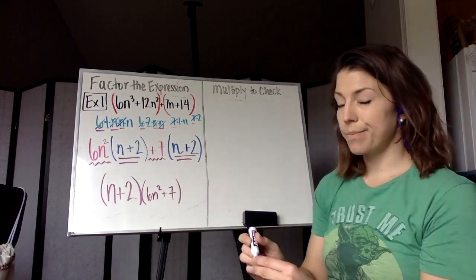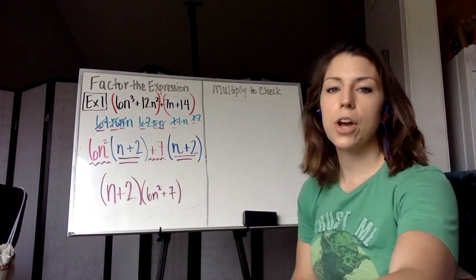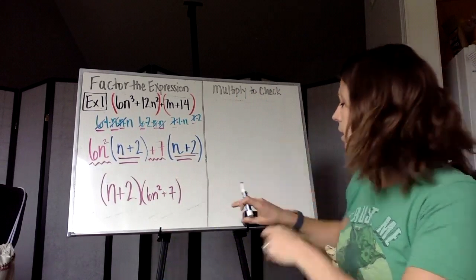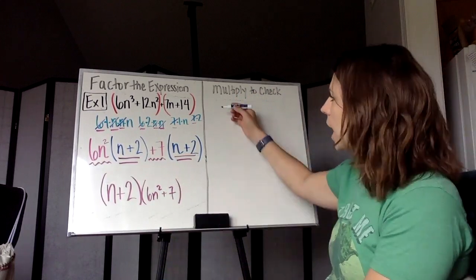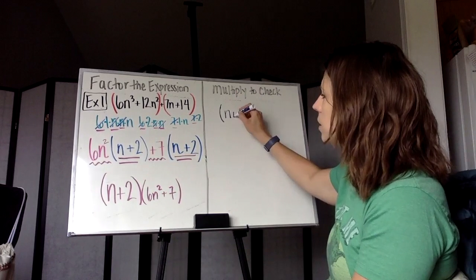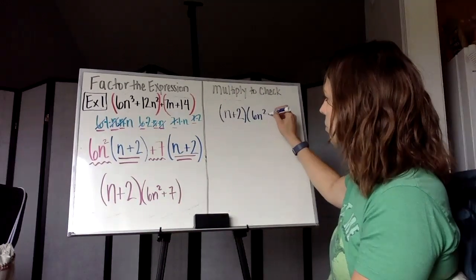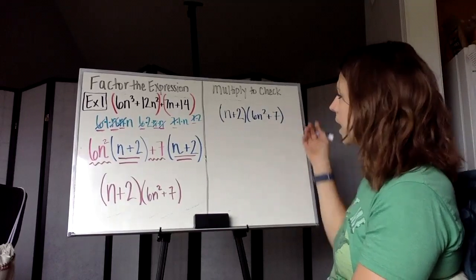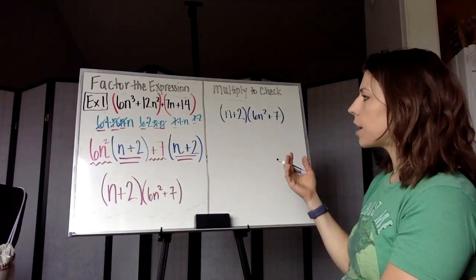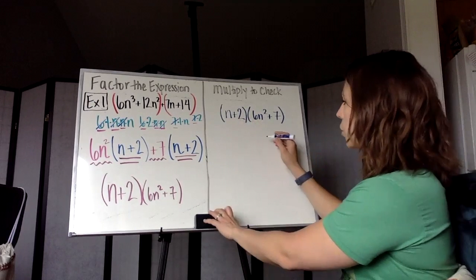And there we have it, or at least we think we do. You never know until you check. So coming over here, I have n plus 2 times 6n squared plus 7. Again, I'm going to check using the area model because it is a product of two binomials.